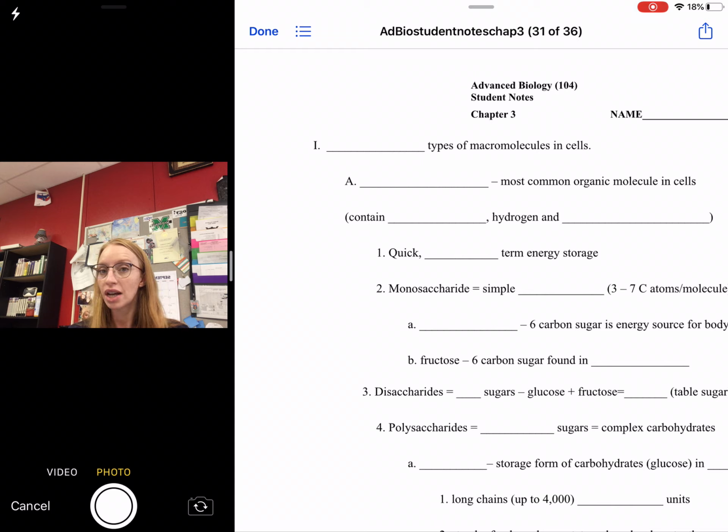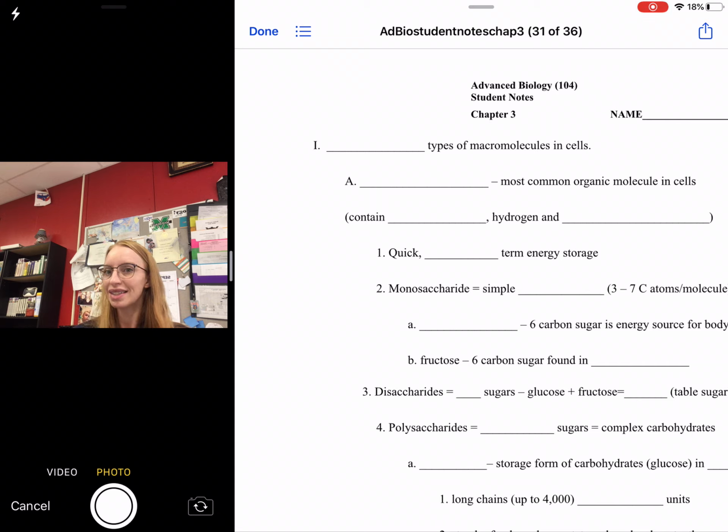The most common type of organic molecule found in cells is your carbohydrates, and they contain carbon, hydrogen, and oxygen, which are the 3 most abundant molecules found in the human body. They're quick, short-term energy storage, so you get it and you burn it pretty much as soon as it comes in. The basic building blocks of carbohydrates, your monomers, are your monosaccharides.